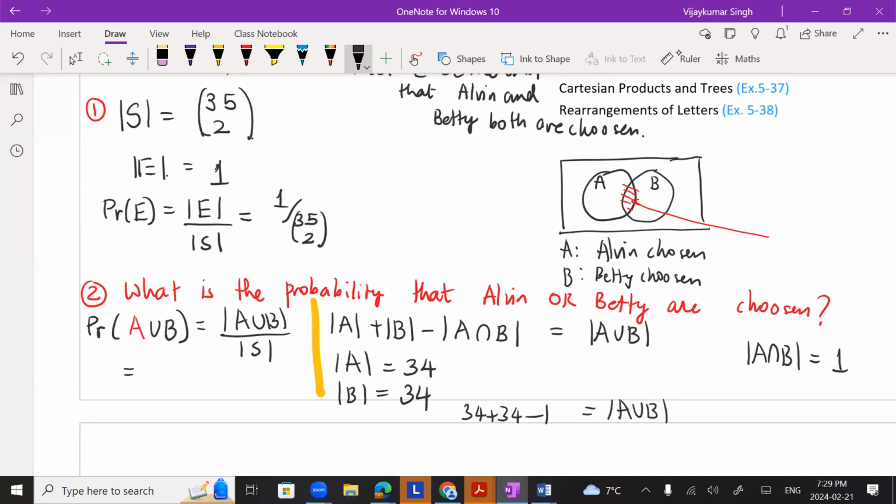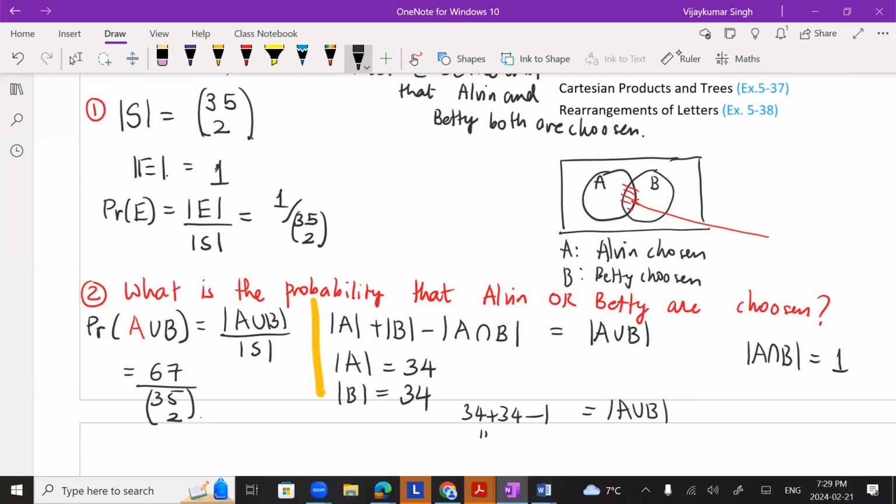Which is 78 minus 1, which is 77. So this is going to be 77, right? Sorry, my bad, 34 plus 34 is 68. So 68 minus 1 is 67. 67 divided by S, which is 35 choose 2. So this is the probability. All right. Does that make sense to everyone?